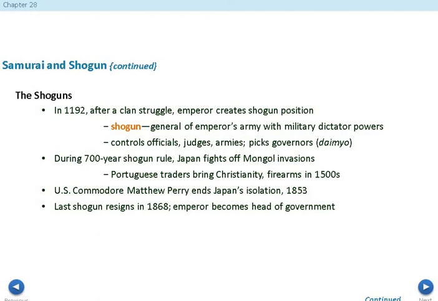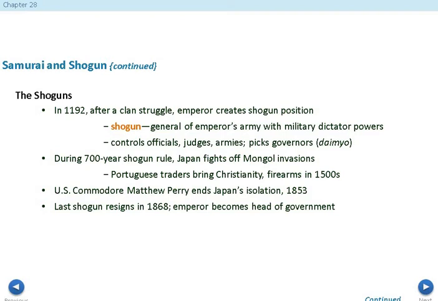As long as the emperor is happy with what they're doing, they will continue to grow in power, and they will continue to have power really more than just military, but all over. During the 700-year shogun rule, Japan fights off a Mongolian invasion. Portuguese traders are going to bring Christianity and firearms in the 1500s. Now, this makes Japan kind of isolated because they become so powerful that nobody's able to really take them over, and nobody really messes with them for a long time.